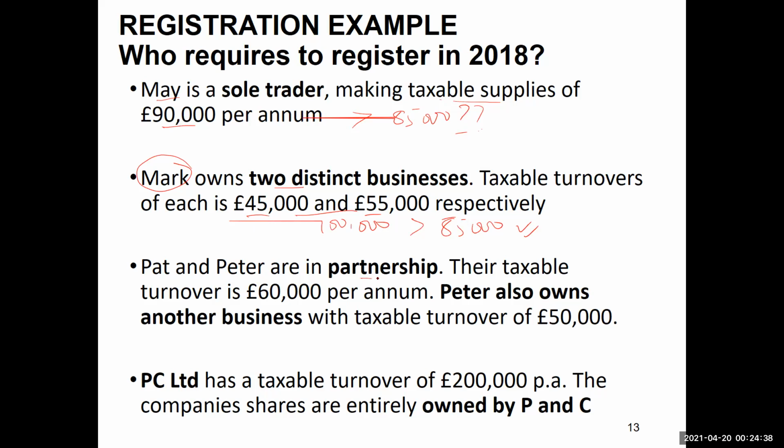Pat and Peter are a partnership. Their taxable supply is 60 per annum. The total figure for these two does not exceed 85, so we cannot hold them. Peter also owns another business with its own taxable supply. Here, he stands alone, but again, this one doesn't exceed the 85. So you ask yourself, would you have to register? PC Limited was owned by PNC. Annual turnover is 200,000. Does it exceed 85? If it exceeds, would you have to register?